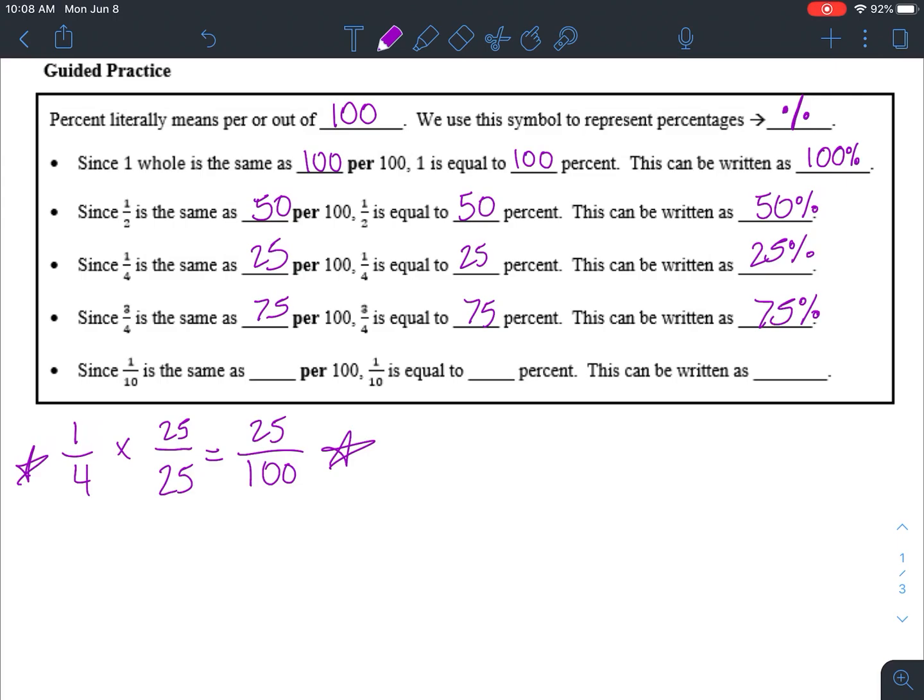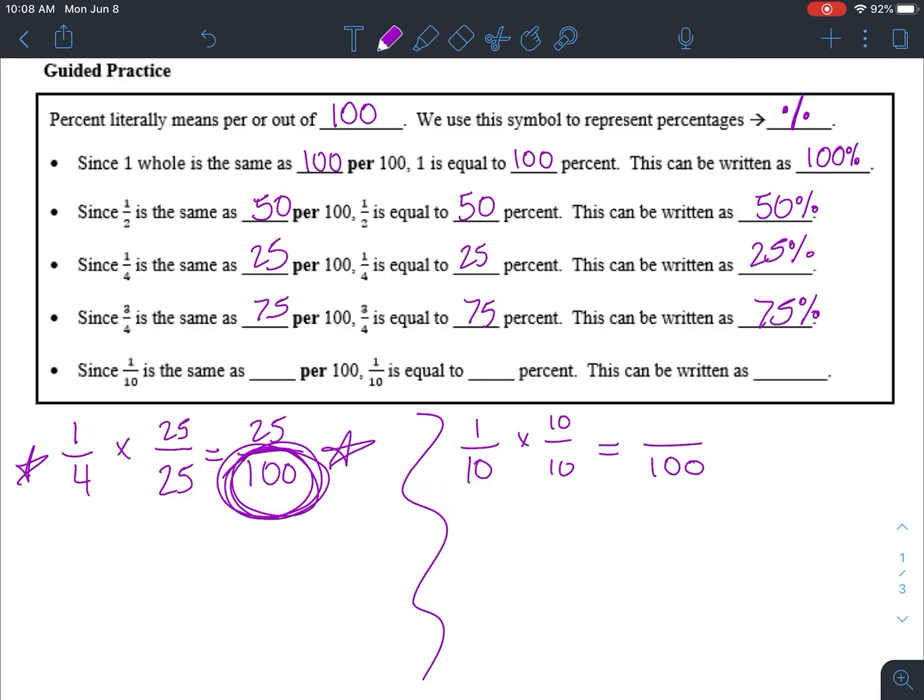And last one, 1/10 is the same as what? Again, when you're converting to your percentages, you need to get that denominator of 100. So I know that I can do 1/10 times something to give me that denominator of 100. 10 times 10 will give me that denominator of 100. Put a 10 in the numerator. And I know that 1/10 is the same thing as having 10 out of 100, which means that 1/10 is like having 10%. And again, you can write this as 10 with your percentage sign.